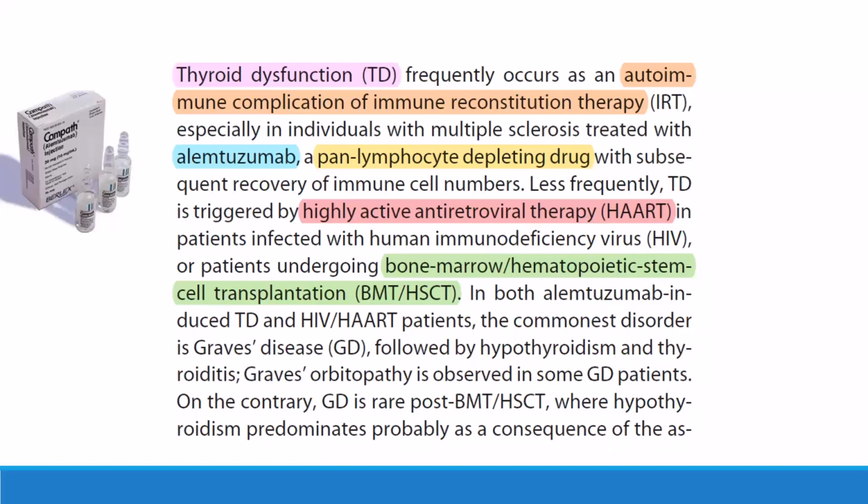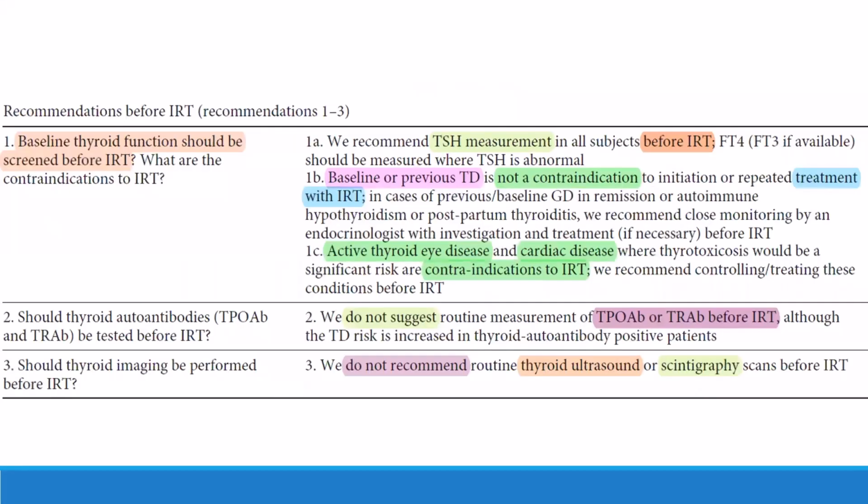Another situation in which thyroid dysfunction will occur is in a patient who received highly active antiretroviral therapy. Thyroid dysfunction also occurs by the same mechanism in a patient undergoing bone marrow or hematopoietic stem cell transplantation. So these guidelines are very important.